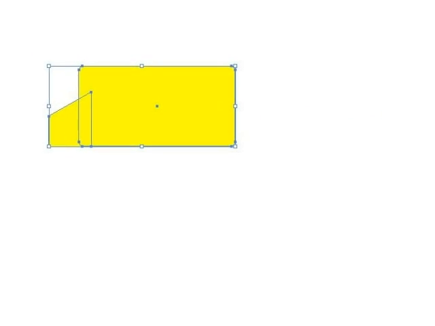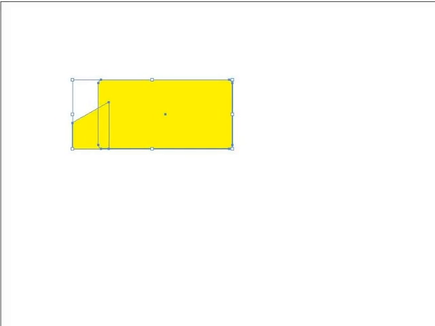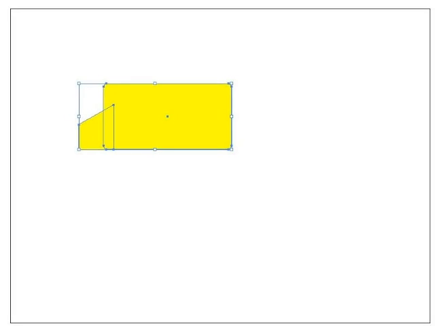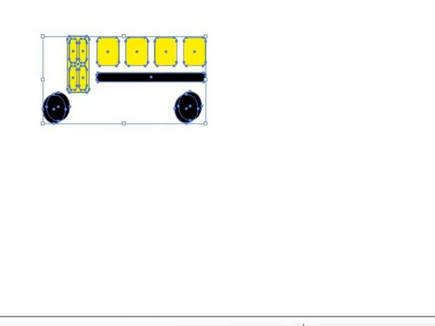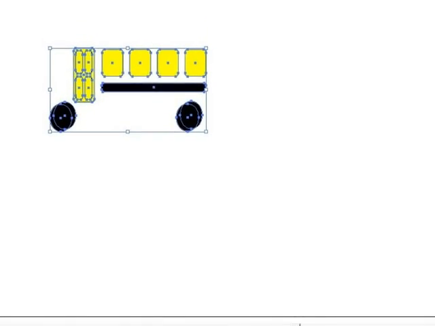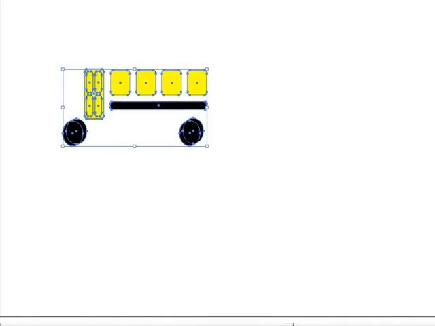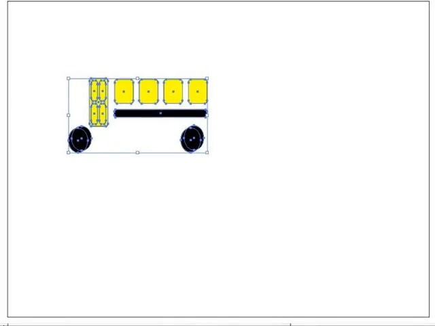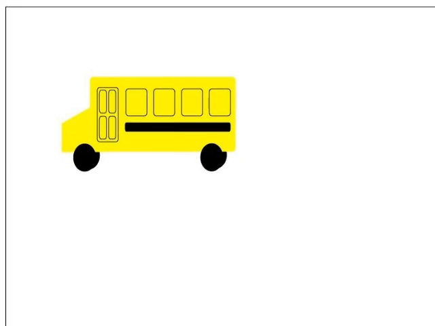After that, I created the body of the school bus, which consists of two parts. I used the pen tool for the front of the bus and the rectangle tool for the back of the bus. Next, I created the characteristics of a school bus. The rounded rectangle tool was used to create the door, windows, and the black stripe. The tires were created using the ellipse tool. This is how the finished school bus should look.